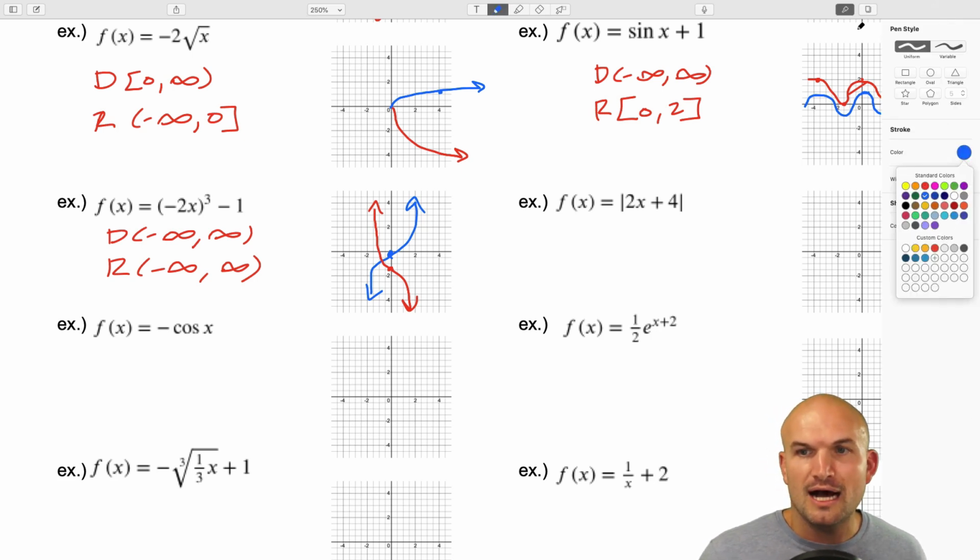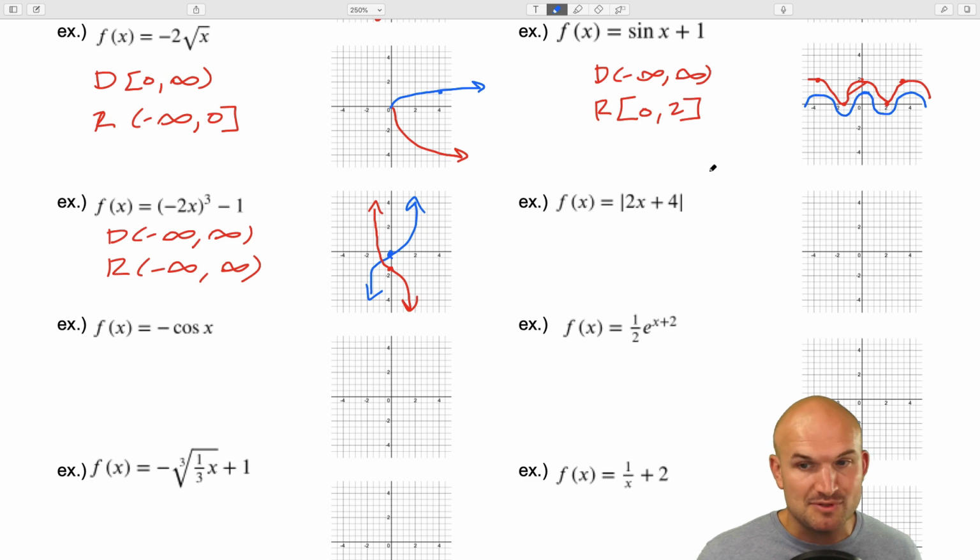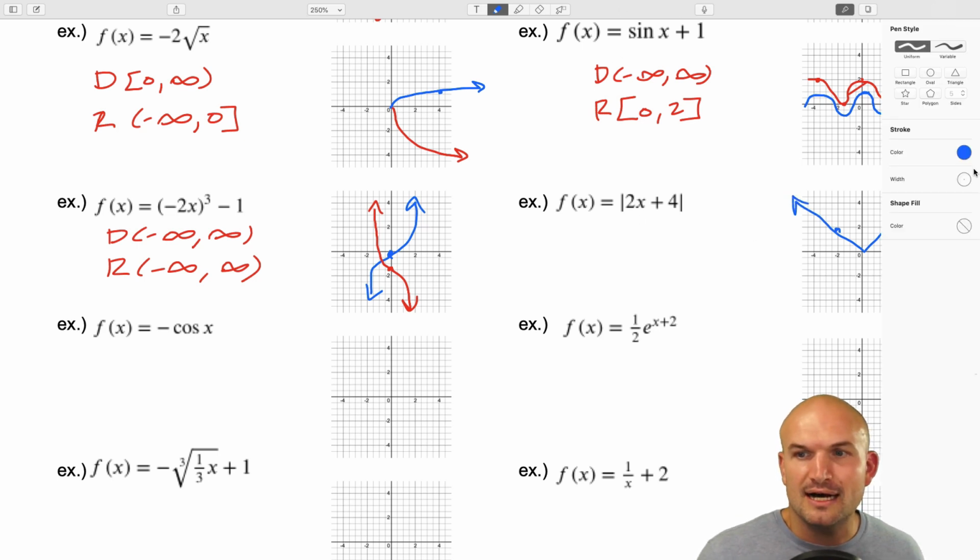The next function is going to be an absolute value graph. And if you remember, that was our famous V-shaped graph. So that's going to look something like that. And now we just need to identify what is going to be the domain and range when we have a couple of different operations.